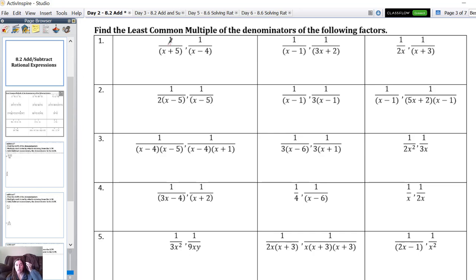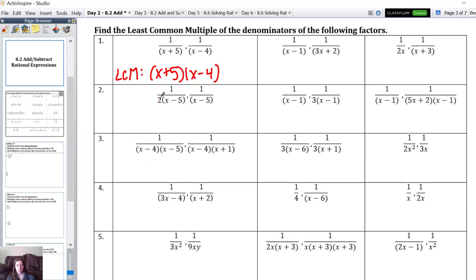In number 1, we have 1 over x plus 5 and 1 over x minus 4. Neither of the denominators have anything in common in terms of the factor. So to figure out the least common multiple, whatever the denominator is of the second term, I'm going to multiply that to the first term. And I'm going to multiply the denominator of the first term to the second term. So then my least common multiple here is going to be x plus 5 times x minus 4. We'll get into what that looks like in the entire fraction, but this is the least common multiple.